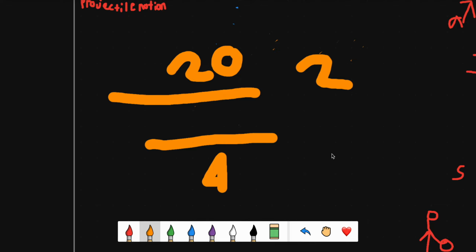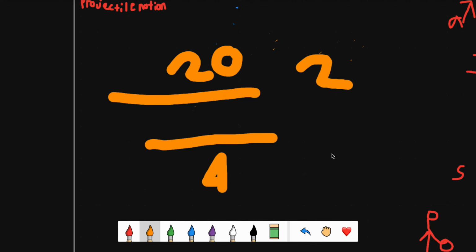Remember, if you want to determine the speed, the speed formula is distance over time. Since 20 plus 4 is 24, and the time is 2 seconds, it's 24 over 2, which is 12.